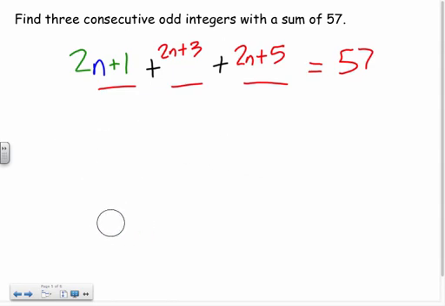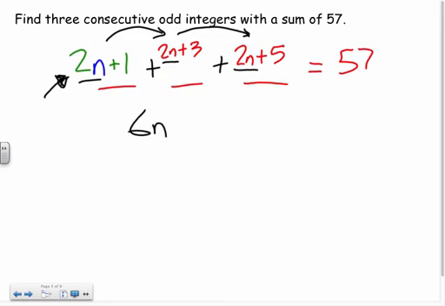So the 2n plus 1, this is my odd number. I got to add 2 to that odd number to get to the next odd number. So that's where that plus 3 comes in because I added 2 onto that first one. Then I got to add another 2 onto that to get to my next odd number. So now we just simplify and we can solve. So I have a 2n plus a 2n plus a 2n, which gives me 6 total n's, 6n. And then I have a 1 plus 3 plus 5 for plus 9. I'm just combining like terms. And now I can go through and solve.